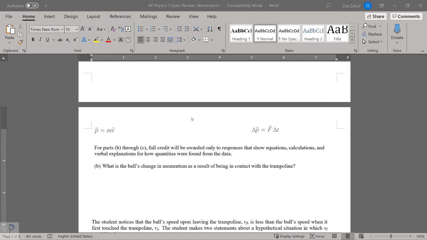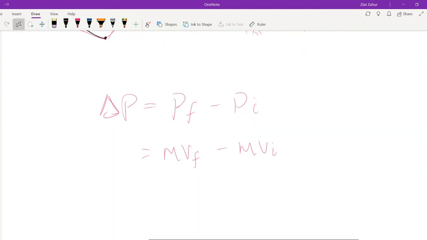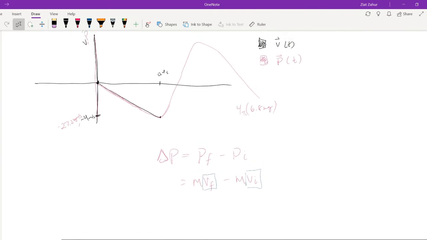What is the ball's change in momentum as a result of being in contact with the trampoline? So we have to figure out the change in momentum. Change in momentum, of course, is delta P, and delta P is equal to P final minus P initial. The final momentum is mass times the final velocity. The initial momentum is mass times the initial velocity. So we know what the mass is. What we don't have is the final velocity and the initial velocity. So this is where we go back to the graph.